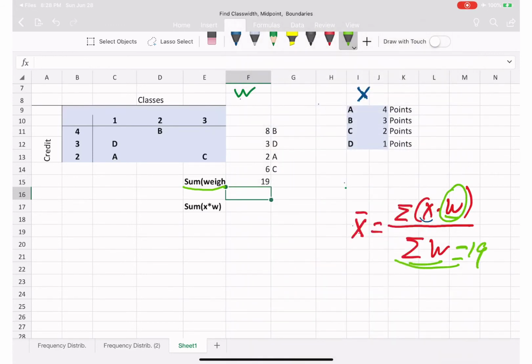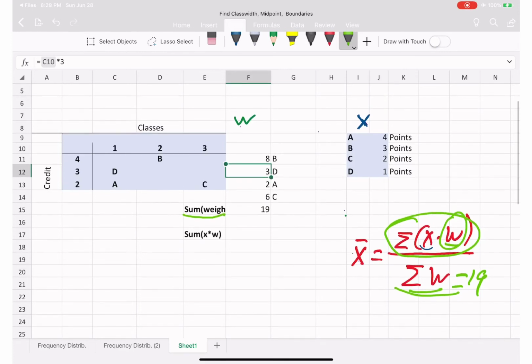Now, to find sum of x times w, what do we need to do? We are going to take this point of every single grade and multiply by its w accordingly. Let's say A is 4 points, we need to multiply by 2 because weight for A is 2. And B is 3 points, collected total 8 based on weight. C is 2 points, collected 6. And D is 1 point, collected 3. So that's what we are going to do now.